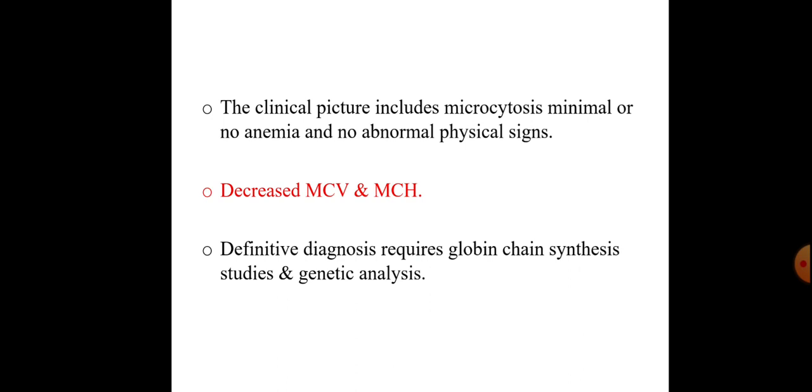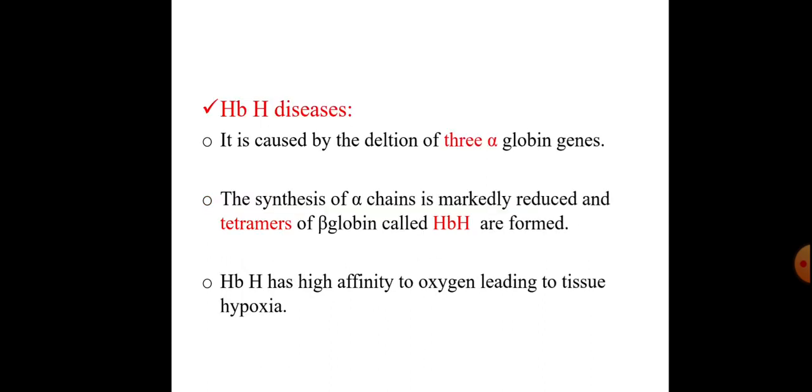The clinical picture includes microcytosis, minimal or no anemia, and no abnormal physical signs in alpha thalassemia trait. Decreased MCV and MCH can be seen in alpha thalassemia trait. Definitive diagnosis requires globin chain synthesis studies and genetic analysis.